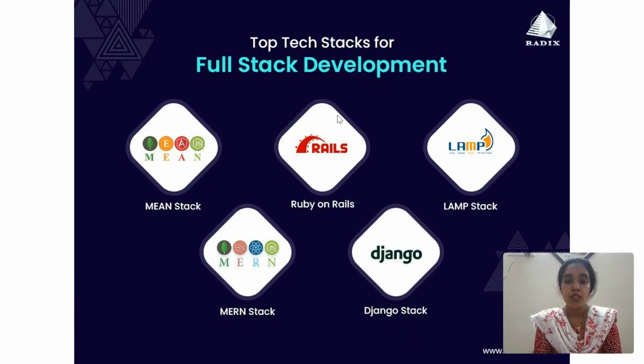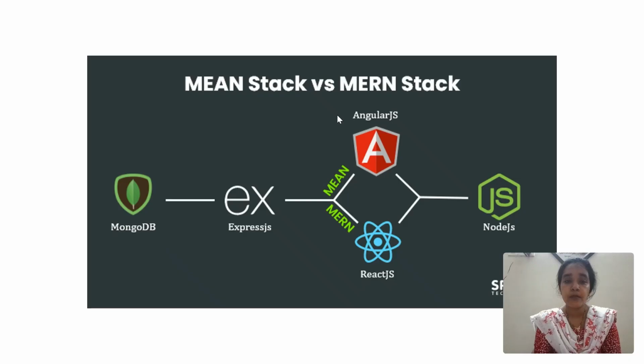The top two most used technology stacks are MEAN stack and MERN stack. In full stack development too, we mainly focus on MERN stack. In the MEAN stack versus MERN stack, M means MongoDB. MongoDB is a document-oriented database. It comes under NoSQL database.